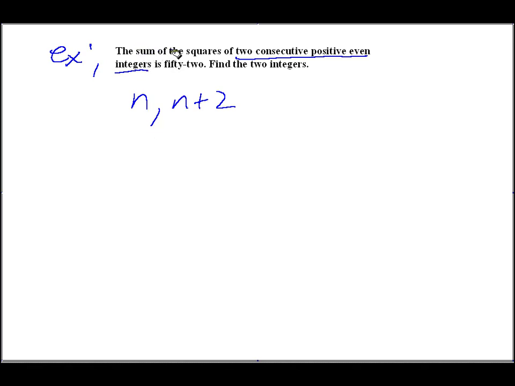So it says the sum of the squares. Now, what does that mean, sum of the squares? That means you're going to square each of these and then you're going to sum them up, right? So that means square each of these numbers, so n squared plus n plus 2 squared, right? Sum of the squares is equal to what? 52, okay? Again, is means equal. Recall that. All right, let's go and solve this equation.